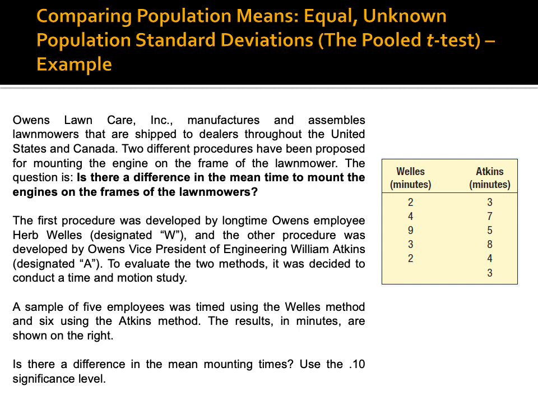Right, so first question, comparing population means, equal unknown population variances. So the pooled t-test, again, we're making a few assumptions about the general format of these standard deviations, but we're going to assume that the population standard deviations are equal. So our question is: is there a difference in the mean mounting times between the two different techniques? We're going to use a 10% level of significance. The next slide will go through a full solution of the pooled t-test and this problem in lots of detail.